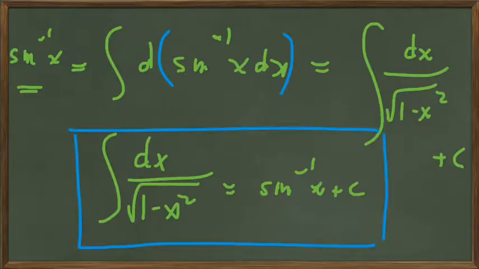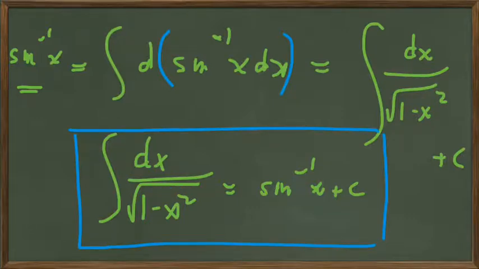So here's a fairly important integral formula. We'll learn another way to come up with this formula in Chapter 8, but when we have this kind of structure, a square root in the denominator that has the form 1 minus x squared, we can integrate it and we get sine inverse of x.